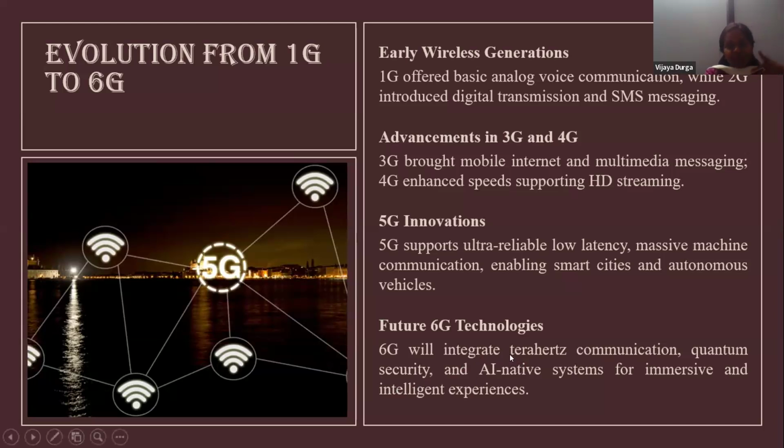Then in 6G, one more important topic is AI, artificial intelligence. It is integrated. 6G plus AI almost provides immersive and intelligent experiences. And then quantum communication, quantum security is mandatory. Nowadays, technically we are growing, but the chance of security is very, very less. We need to provide security, which is possible because of the quantum.